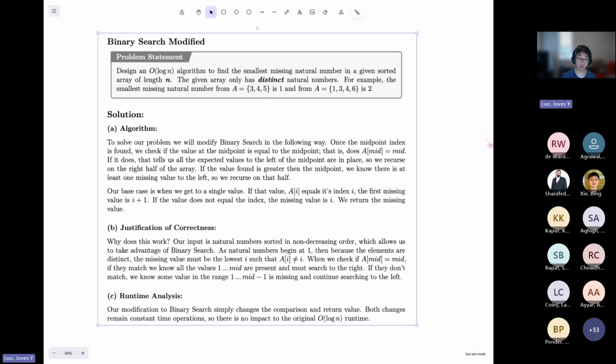Our base case is when we get to a single value, so everything's been eliminated, we check if the value at i is equal to its index i. If so, the first missing number is the value immediately following that. If the value does not equal the index, then the missing value is the index itself. Okay, we return the missing value.